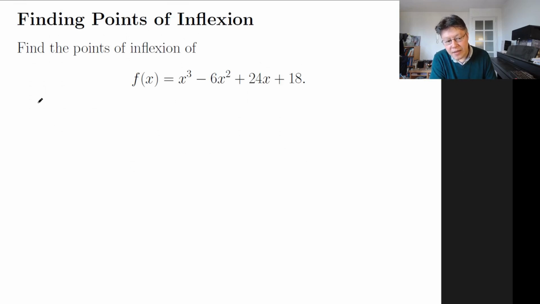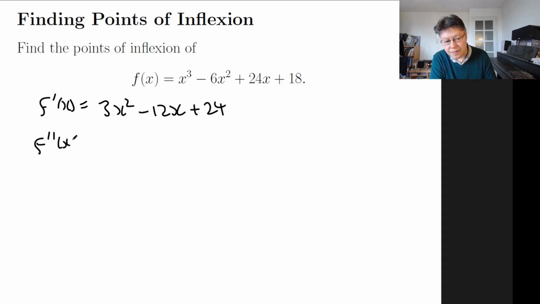So we need to get the second derivative. So we'll begin with the first derivative first. So f dash of x is 3x squared minus 12x plus 24. And then we can get the second derivative. So that's 6x minus 12.